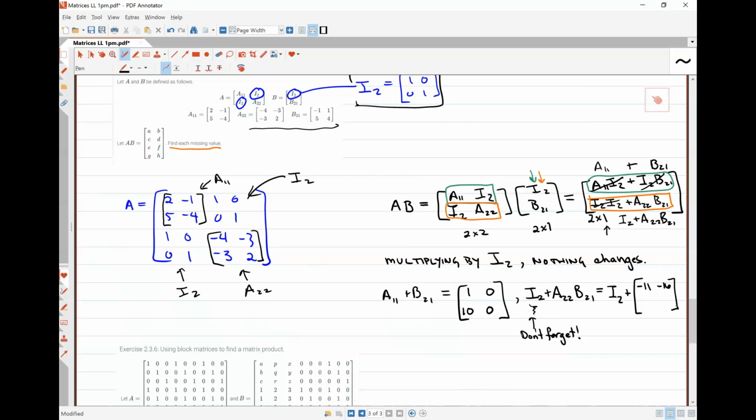Oh, I'm glad you like it. Yeah, I think it's super nice, right? It's a really nice trick, the block matrices thing. Sorry, I'm just responding to a comment I just saw.